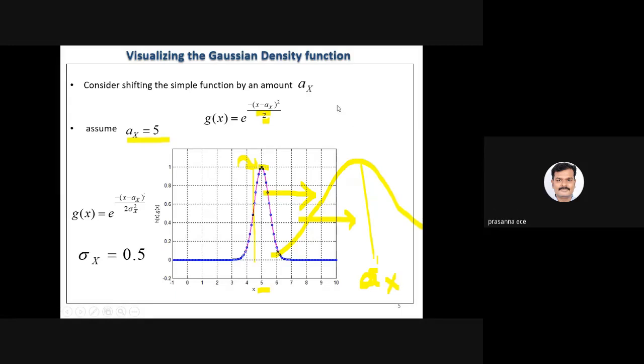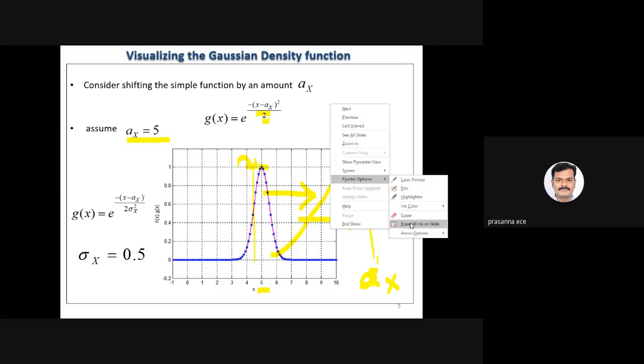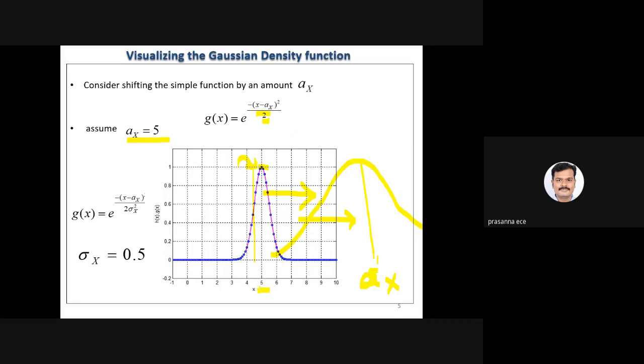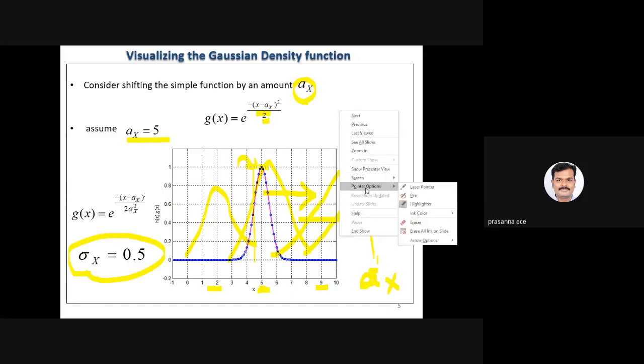Essentially, what we are observing is the location of the graph. We have a bell-shaped curve, and the location of the bell-shaped curve on the x-axis, whether it is here or here or somewhere else, is decided by the constant ax. How broad the curve is, is decided by the constant sigma x. That is the conclusion from observing the previous graphs.